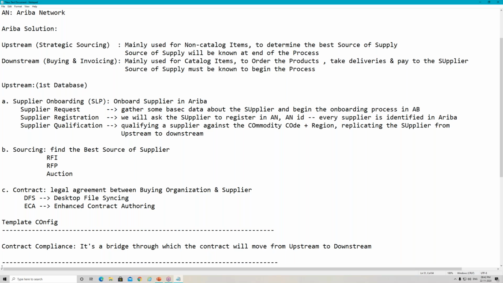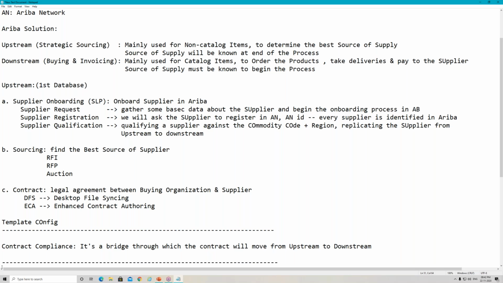Similarly, we will also give you the Ariba system for your practice, Ariba Buyer as well as Ariba Network, for 2 months. Exactly, for 2 months. You don't have to think like it's 1 month or, let's say, one half of the morning or two half of the morning. No, for 2 months full, 24/7.